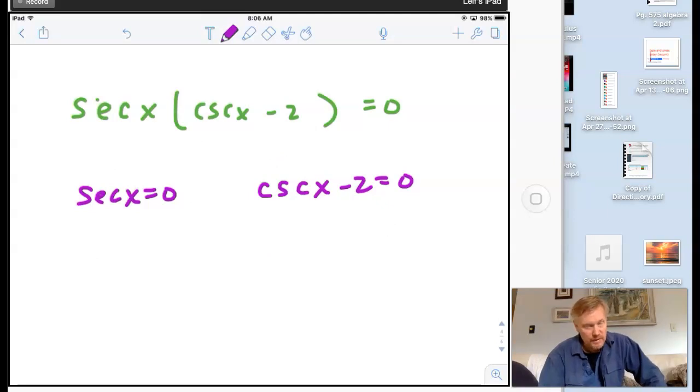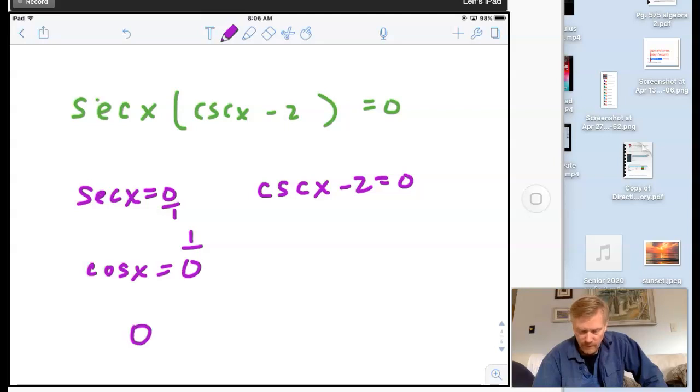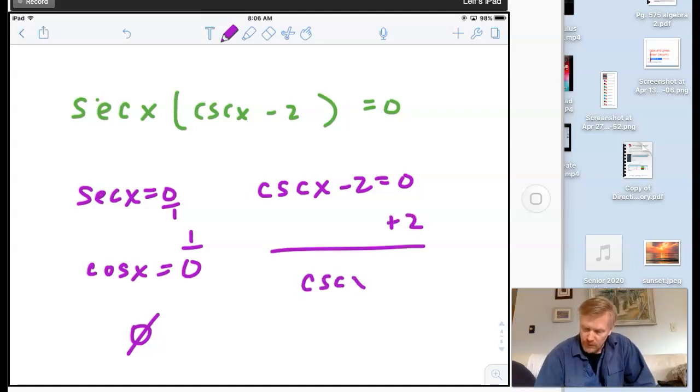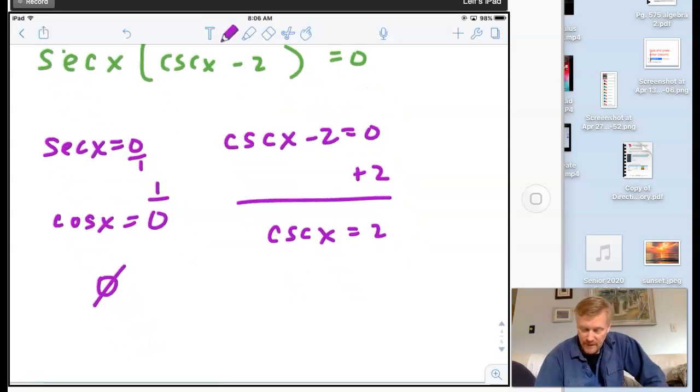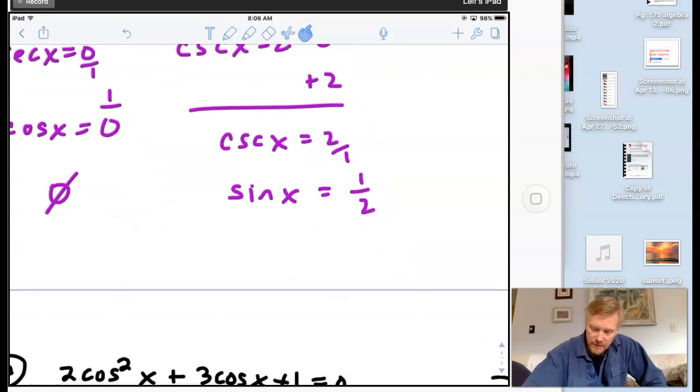Secant is the inverse of cosine. If I flip 0 over 1 upside down, you get 1 over 0, and that, my friends, is undefined. This one, though, let's see what happens. If I add 2, I get the cosecant of x equals 2. And reminder, the cosecant and the sine are inverses. So if I flip that 2 upside down, I get 1/2. This one's going to have some answers.